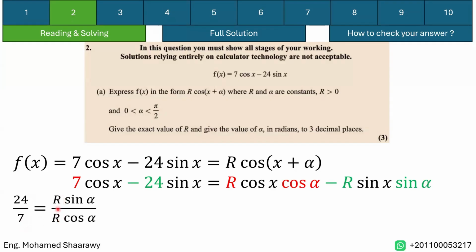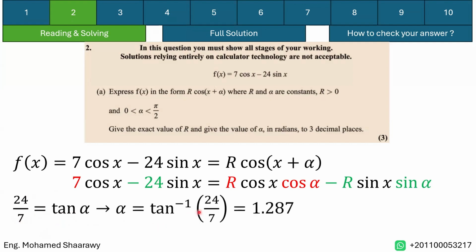R divided by r, they will cancel out, and sine over cosine is just tan. Now tan alpha is 24 over 7, so alpha is shift tan 24 over 7, or arctan 24 over 7. That's why I told you that alpha is always the arctan of the absolute of the second over the absolute of the first.